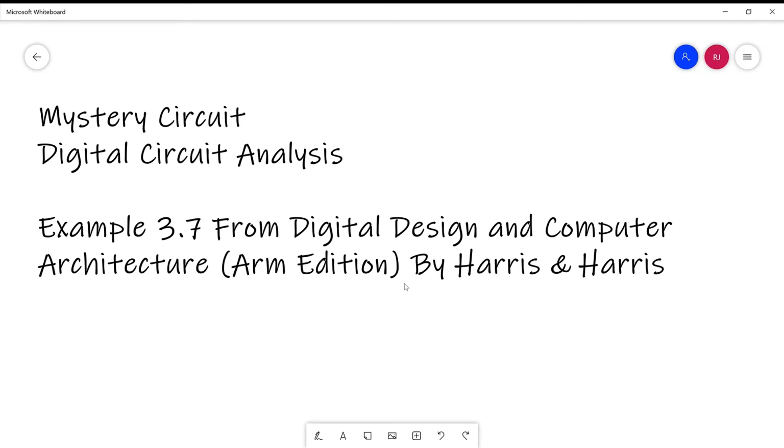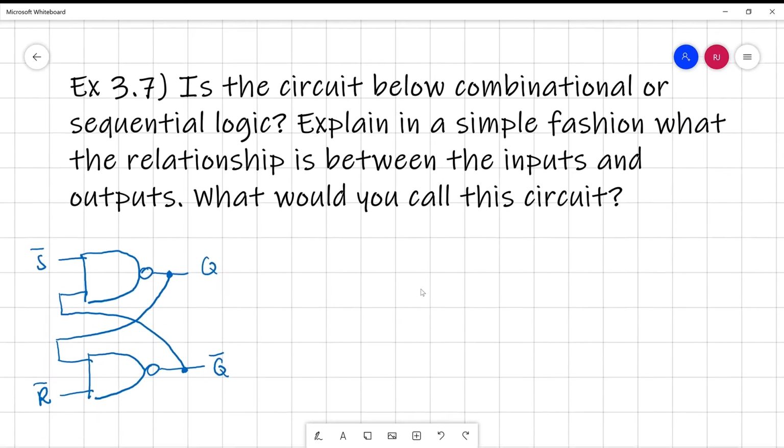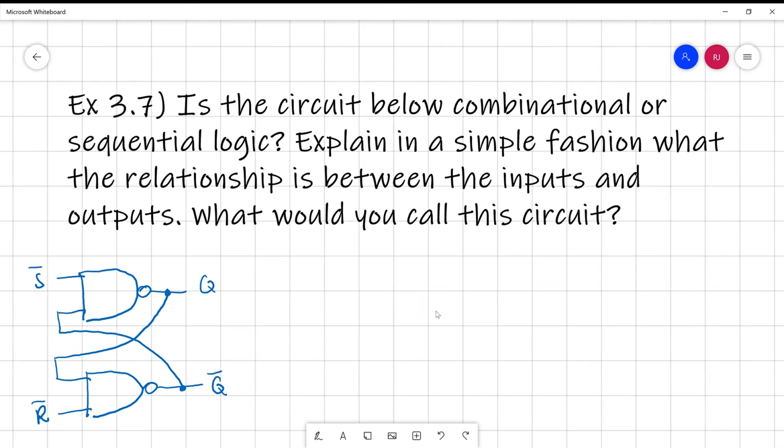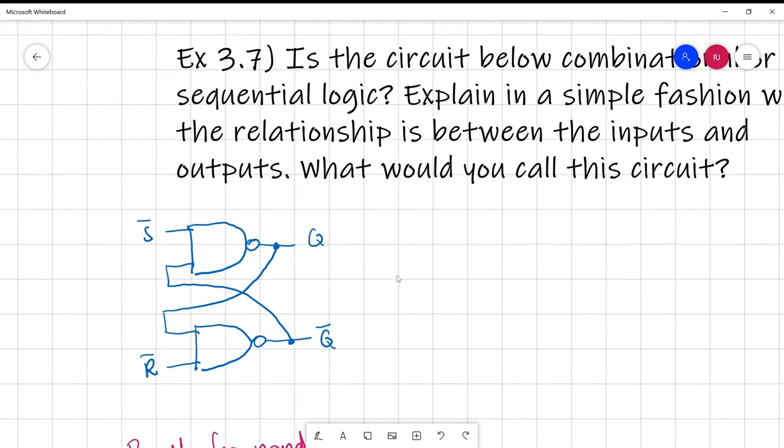Hi everyone. In today's video we are going to go over example 3.7 from Digital Design and Computer Architecture, the ARM edition by Harris and Harris. The question is stated as, is the circuit below combinational or sequential logic? Explain in a simple fashion what the relationship is between the inputs and the outputs, and also what would you call this circuit. So the circuit that's given to us looks like this.